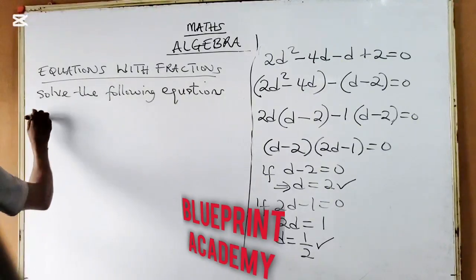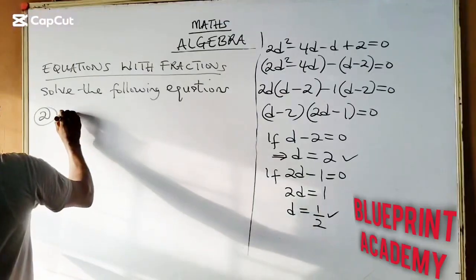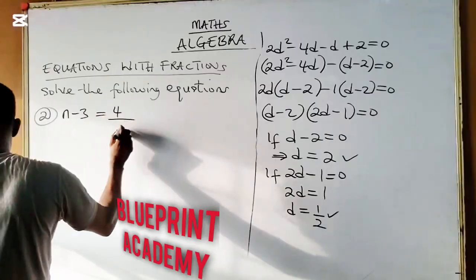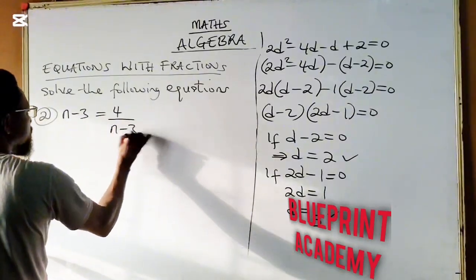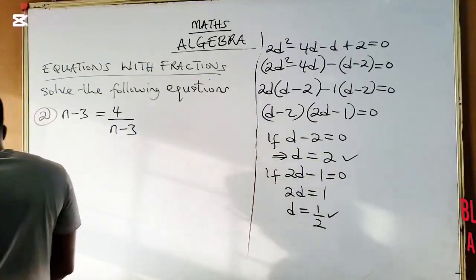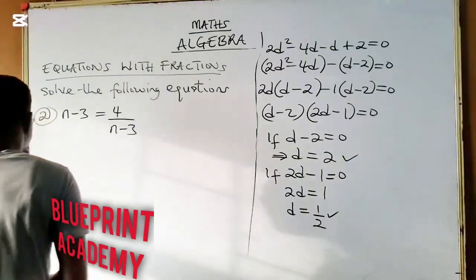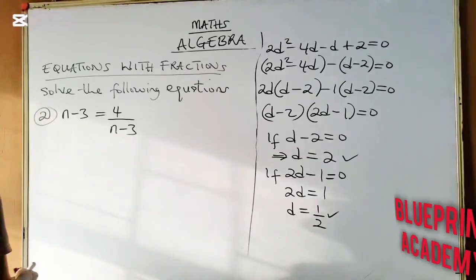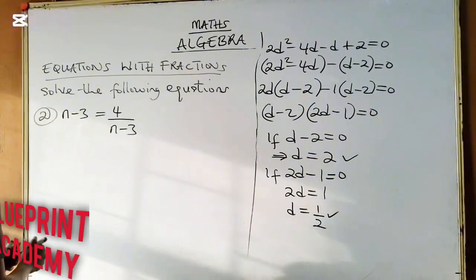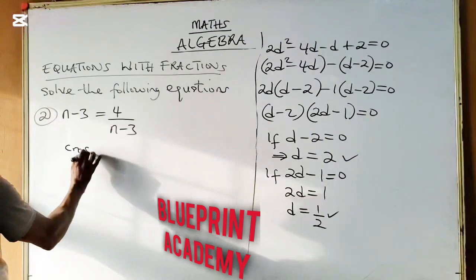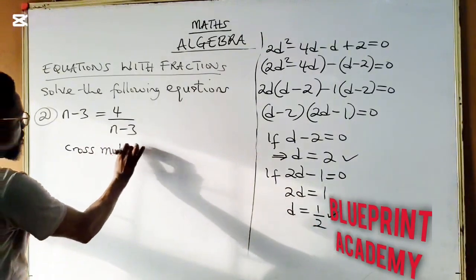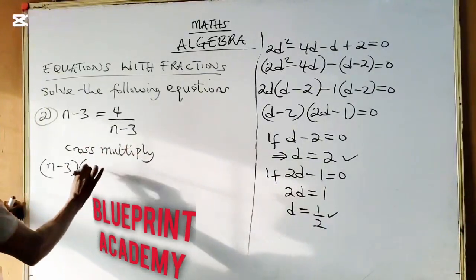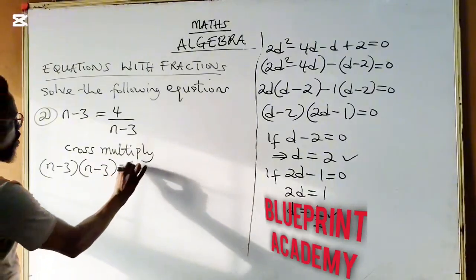The next one says, we have n minus 3 equals 4 over n minus 3. So I have to solve the equation. All right, let's look at this. It's not different from what we have been doing. So what we should do for this particular case is just to cross multiply. If we cross multiply, then we have n minus 3 into n minus 3 equal to 4.